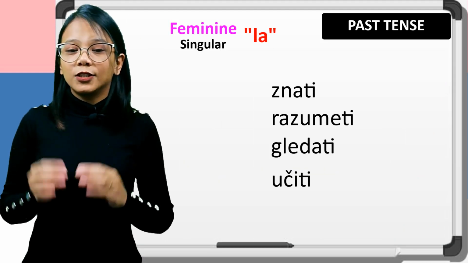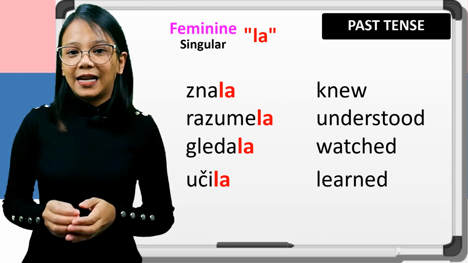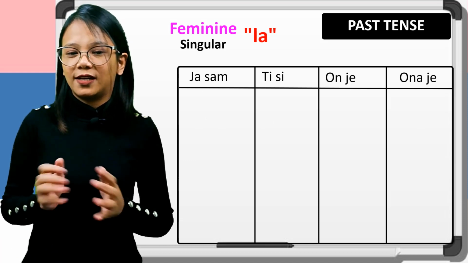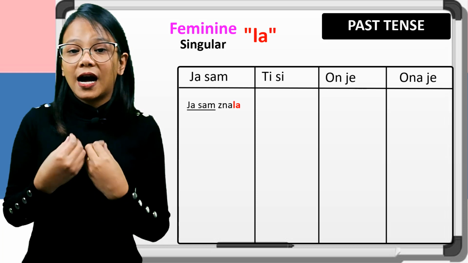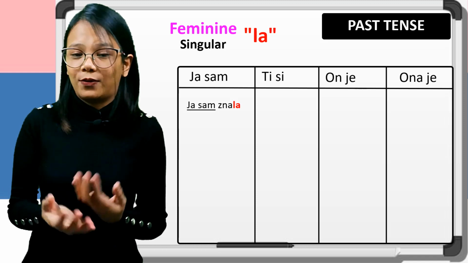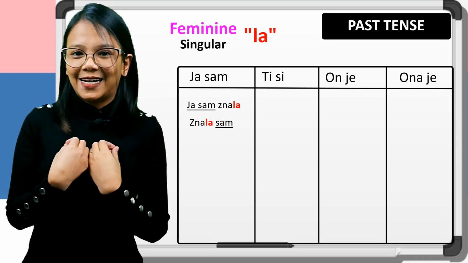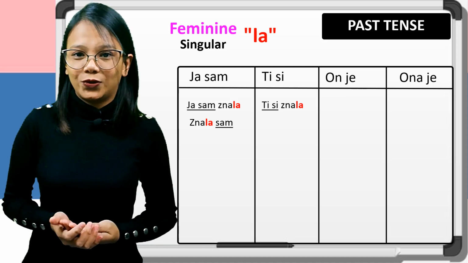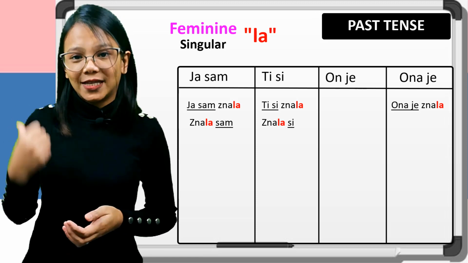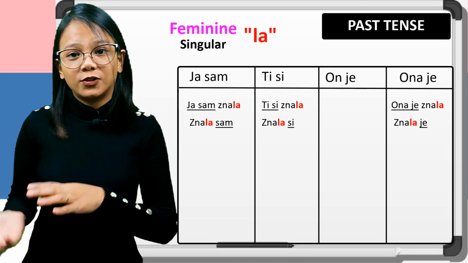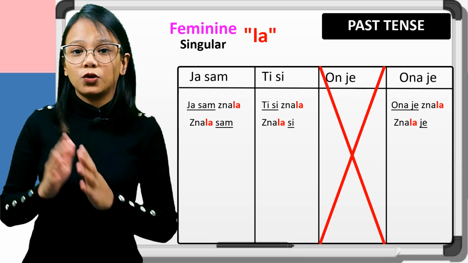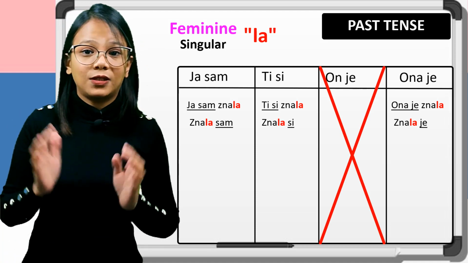Let's go to the feminine singular. For feminine singular, just remove ti and add la. Znala, razumela, gledala, učila. Let's add personal pronouns and auxiliary verb. Ja sam znala, I knew, if I, the speaker, is female. I am female, so I will use this. Short version, znala sam. Ti si znala, you knew, if you are female. Short version, znala si. Ona je znala, she knew, of course, because ona is female and znala is female. So here we will not use on because on is masculine and znala is feminine, so it doesn't match.